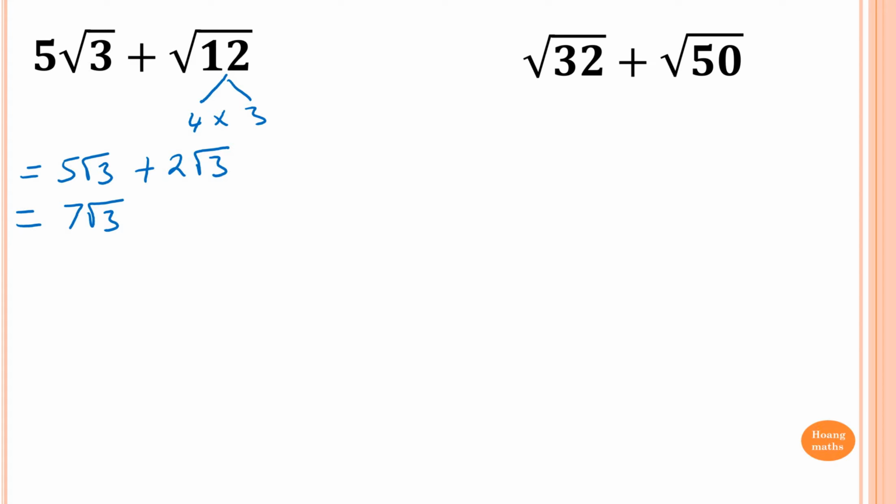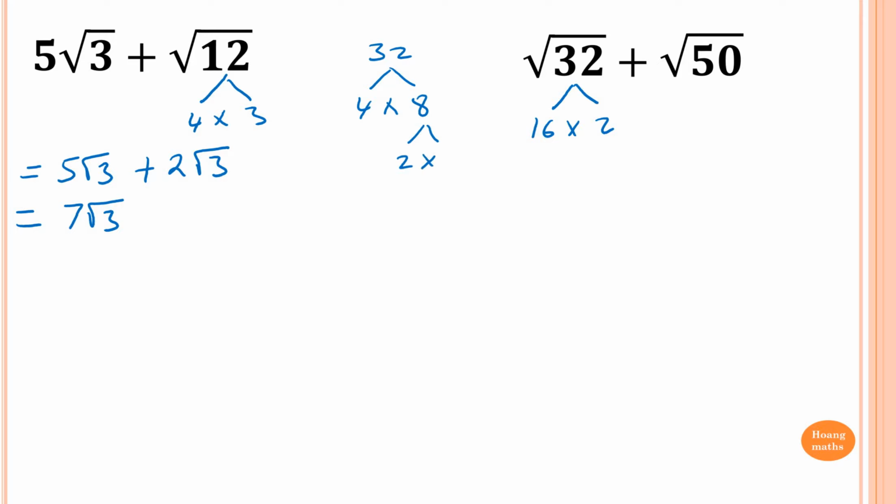Now this one here, root 32 plus root 50. 32 has a square number in there, which is 16 times 2. Otherwise just use a calculator. If you can't think of 16 times 2, you just play with your calculator and look for a larger square number in there. Otherwise do factor trees like this. I'll just show you 32. You know that at least it's 4 times 8. Because 4 is a square number, we leave it there.